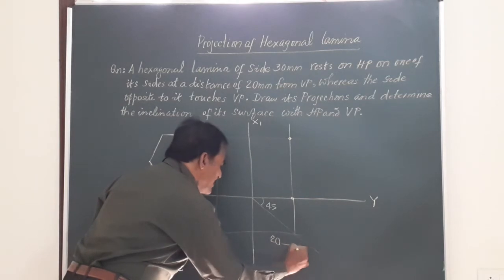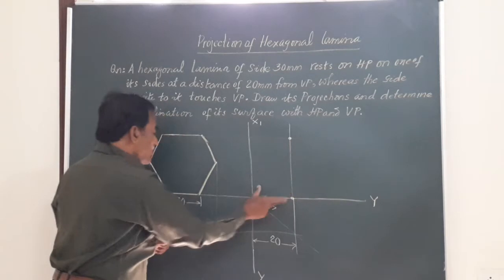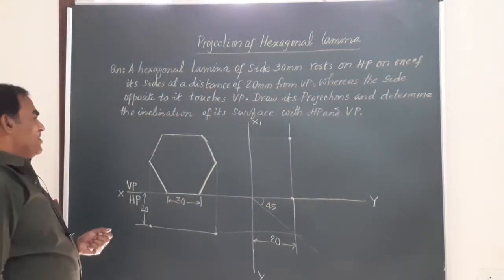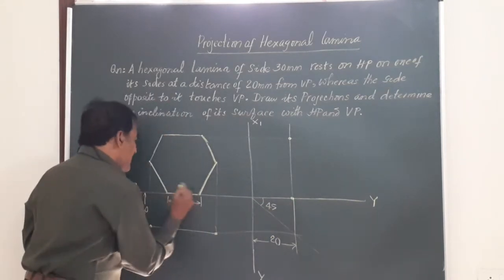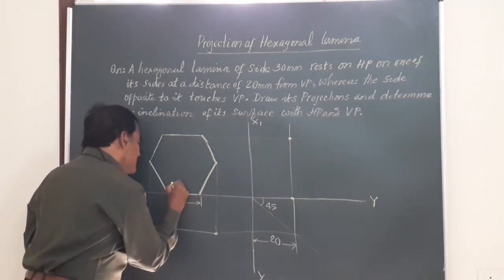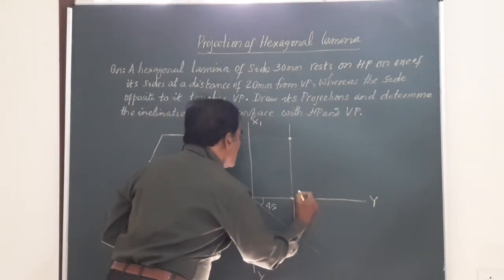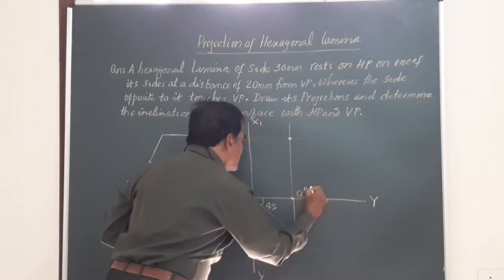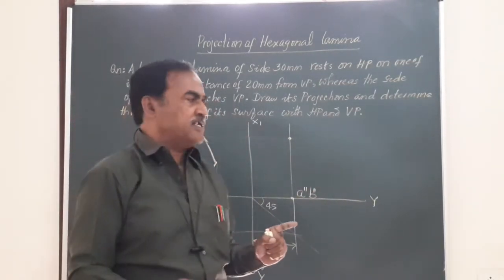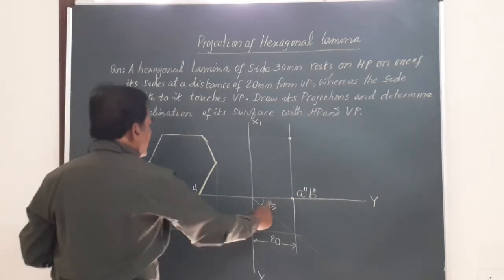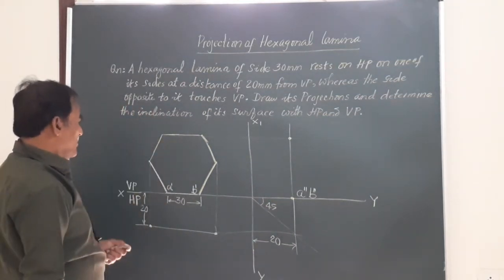So whatever the distance the lamina is in front of VP, that can be seen in the side view and also in the top view. Friends, here this is the distance of the end A. So I can just fix this as A dash, B dash. This will be in the side view. This appears as A double dash, B double dash, because the side which is on HP is fixed. It has to be at a distance of 20 millimeter from the x1, y1 line.